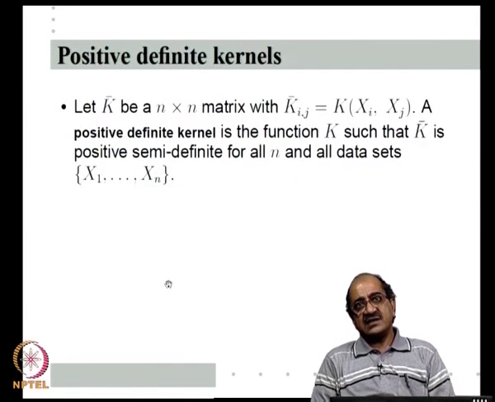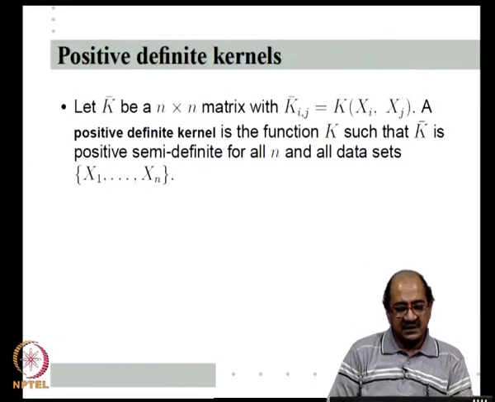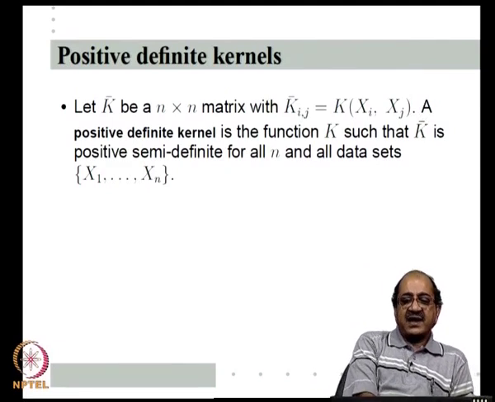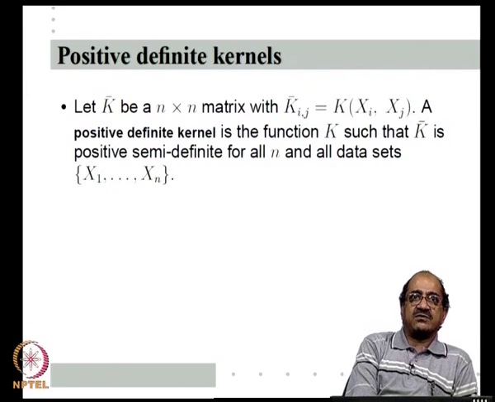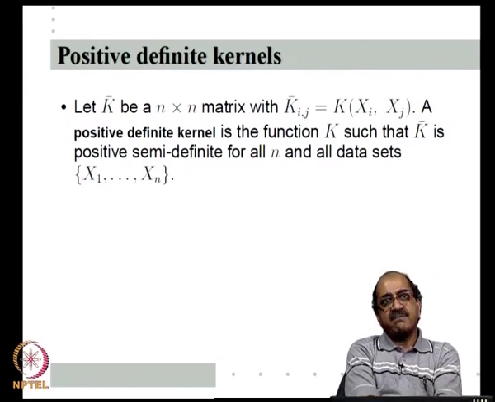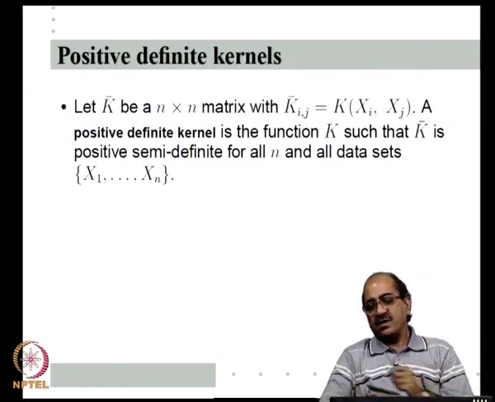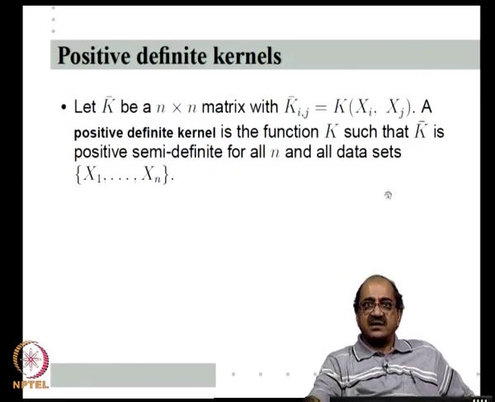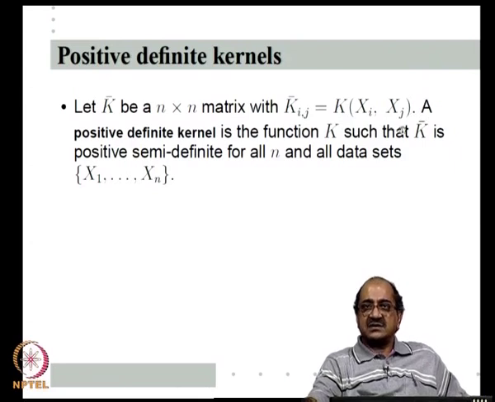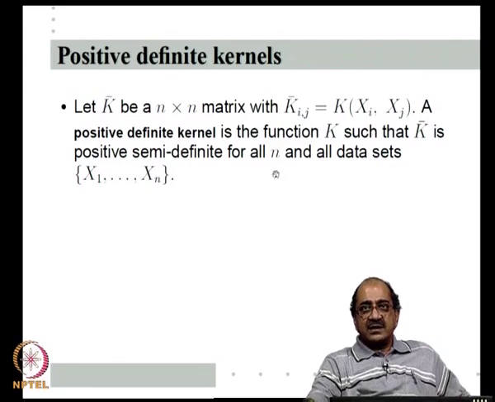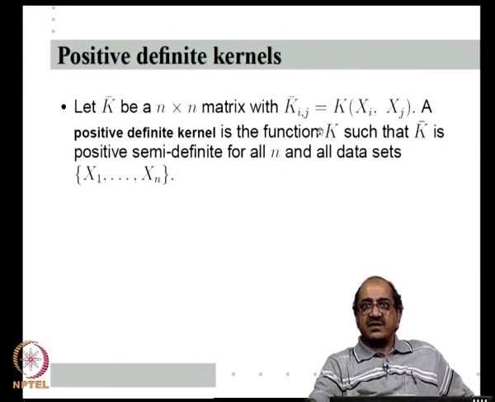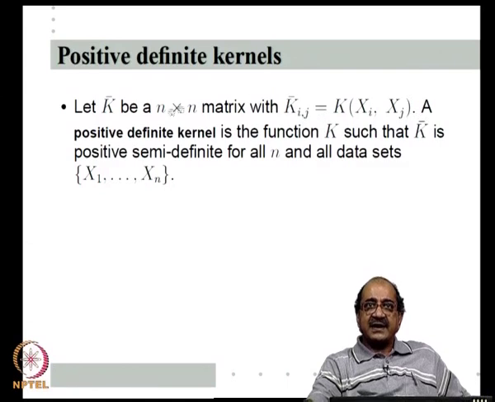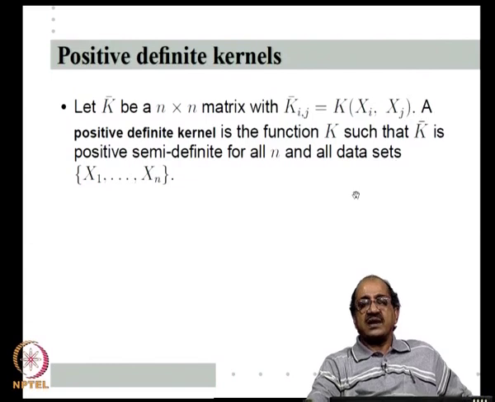A second characterization of kernels is what I call positive definite kernels. So, given a kernel function and some data x1 to xn, let us make an n by n matrix k bar, whose ij-th element k bar ij is k(xi, xj). This will be a symmetric matrix, because the kernel function is symmetric. Then we say the kernel function is positive definite if the matrix k bar is positive semi definite for every n and all data sets.